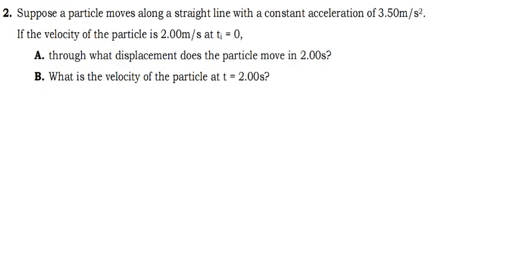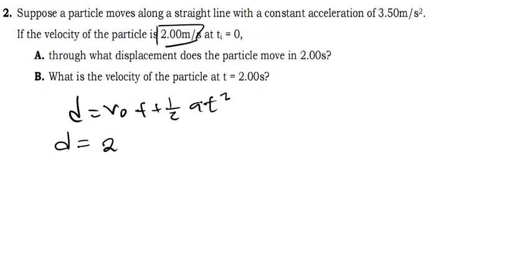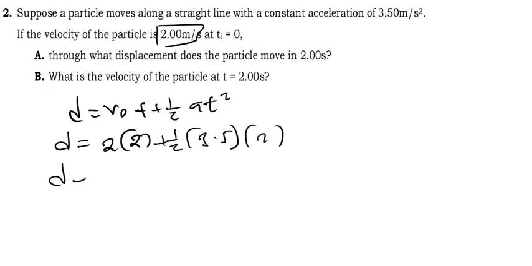So you use the same formula. D is equal to V initial t plus half acceleration t squared. The initial speed is 2. This is the initial speed when t was equal to 0. T is 2. Half acceleration is 3.5. T again 2. D will be equal to 2 times 2, this is 4. Then 2 squared is 4 times half 2, 2 times 3.5 is 7. Therefore D is 11 meters.